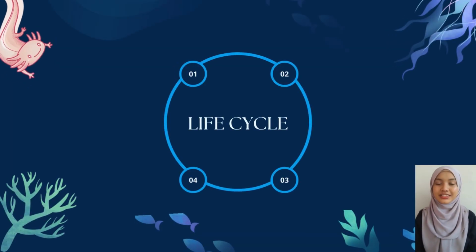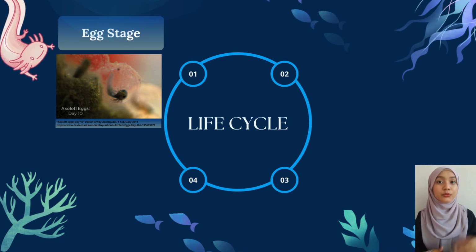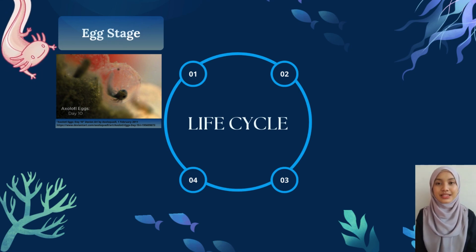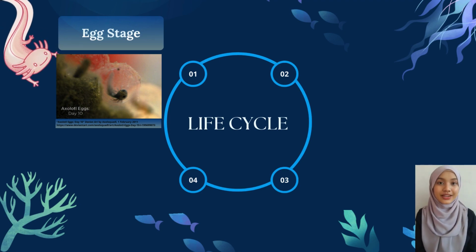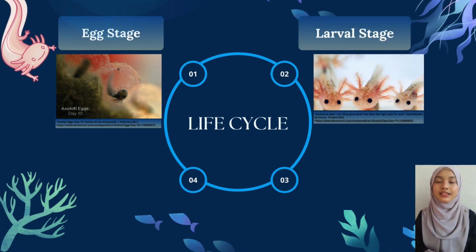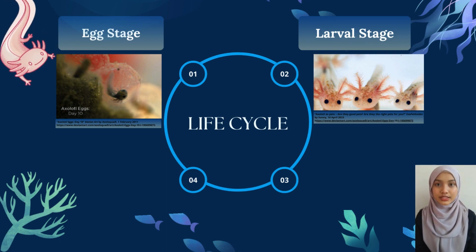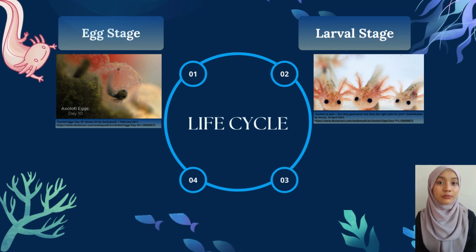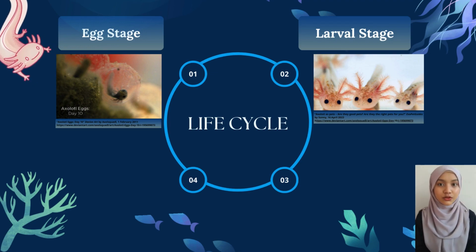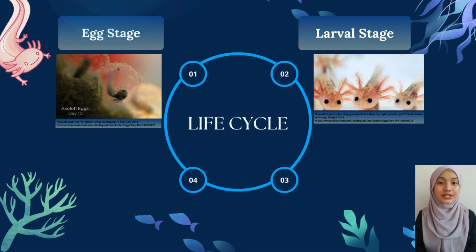So, the life cycle of the axolotl begins with the egg stage, where the female lays eggs in water, attaching them to plants or other surfaces. These eggs, encased in a jelly-like substance for protection, will develop over approximately 2 weeks. Upon hatching, the axolotls emerge as larvae with gills, a tail, and underdeveloped limbs. Unlike most amphibians, axolotls remain aquatic throughout their life and do not undergo a complete metamorphosis into a terrestrial form, retaining their gills and larval features, a condition known as neoteny.